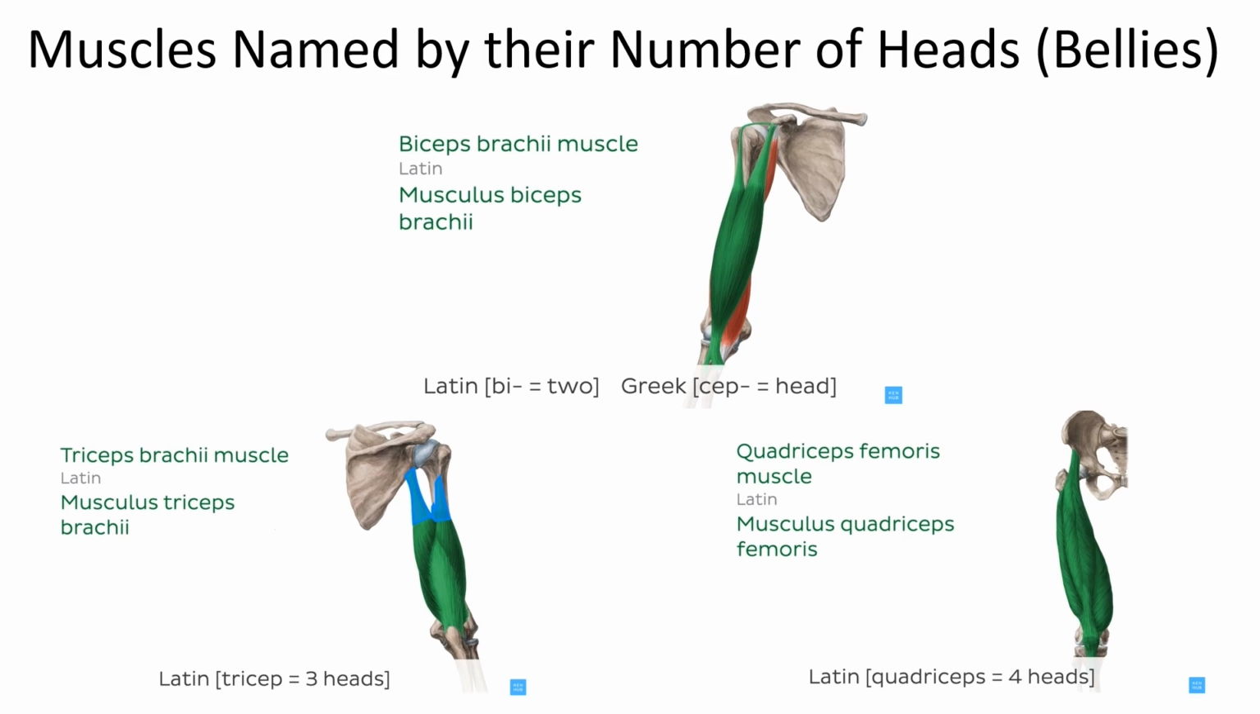Muscles named by their number of heads or bellies. Biceps means two heads. The biceps brachii muscle is found in the anterior compartment of the arm. Triceps means three heads. The triceps brachii muscle is found in the posterior compartment of the arm. Quadriceps means four heads. The quadriceps femoris muscle is found in the anterior compartment of the thigh.